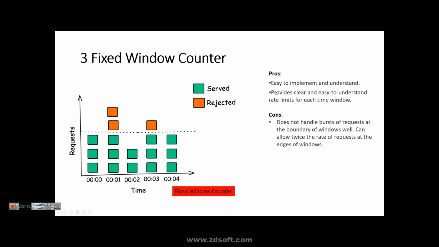The pros of this algorithm are that it is easy to implement and understand, and it provides clear and easy to understand rate limits for each time window. The cons of this algorithm are that it does not handle bursts of requests at the boundary of windows well, and can allow twice the rate of requests at the edge of the windows.